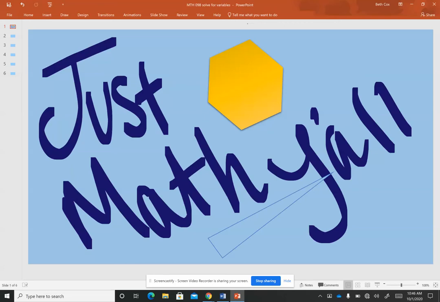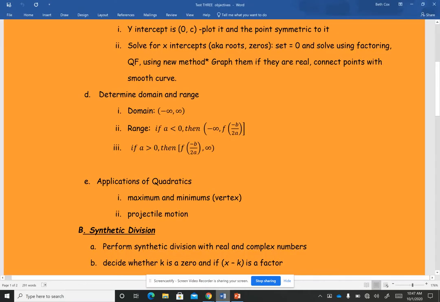Hey guys, we are working on some applications for quadratics. So let's look at our objective sheet and see where we're at and what we're going to do in this video today. Today we are going to look at some applications of quadratics. We're going to look at maximums and minimums, which is another word for the vertex, and then we're going to look at projectile motion. It may take us 2 videos to do this, but this is the goal of this particular video recording session.